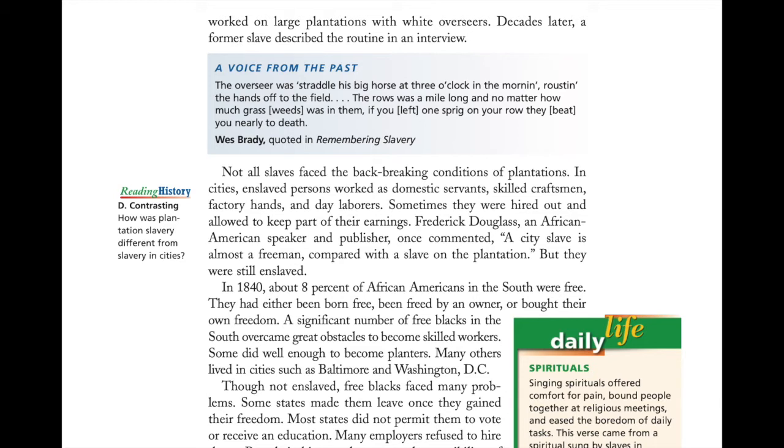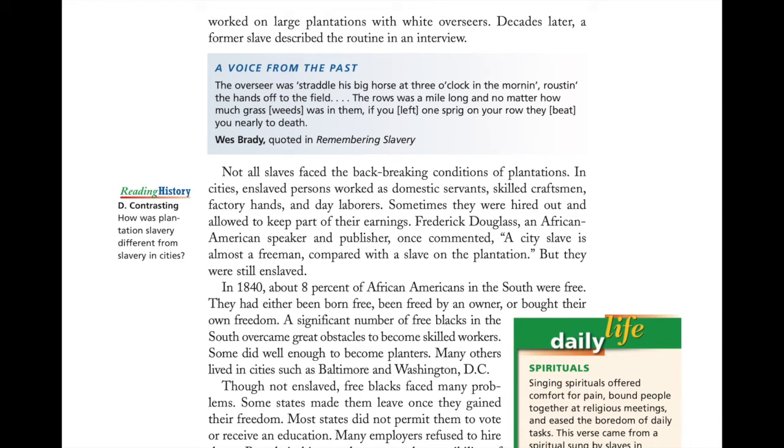The overseer straddled his big horse at 3 o'clock in the morning, rousting the hands off to the field. The rows was a mile long, and no matter how much grass was in them, if you left one sprig on your row, they beat you nearly to death.